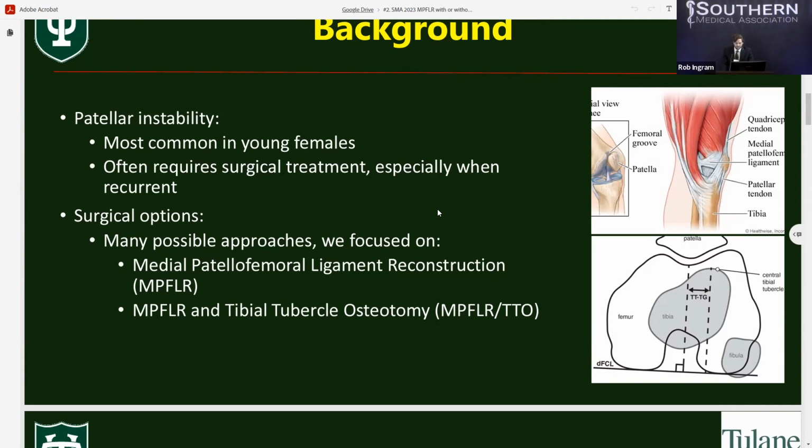This makes sense as the MPFL is estimated to account for 50 to 80% of stability of the patella and is injured in almost all cases of patellar instability. We also examined MPFL reconstruction with tibial tubercle osteotomy, otherwise known as TTO. This procedure is indicated in patients with specific anatomical abnormalities, such as a TT-TG distance greater than 20 millimeters and trochlear dysplasia.